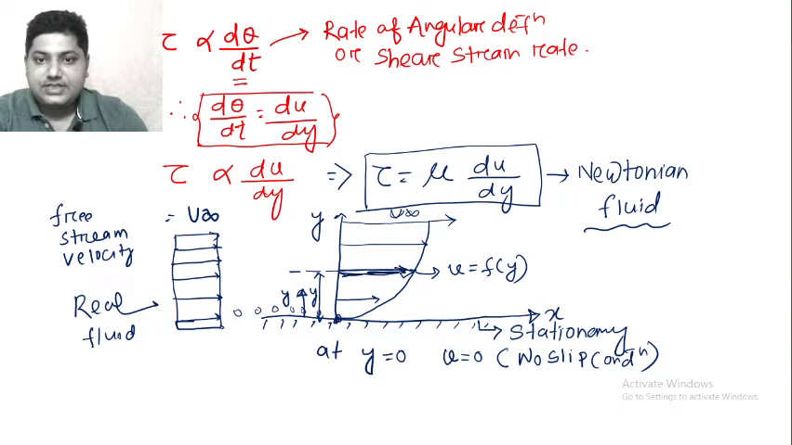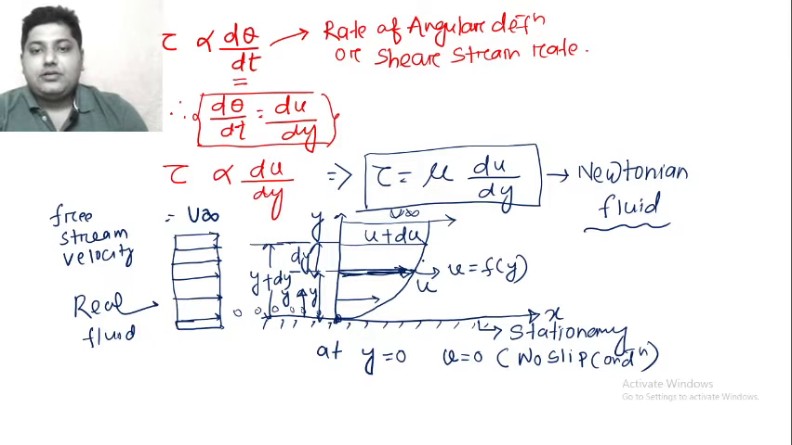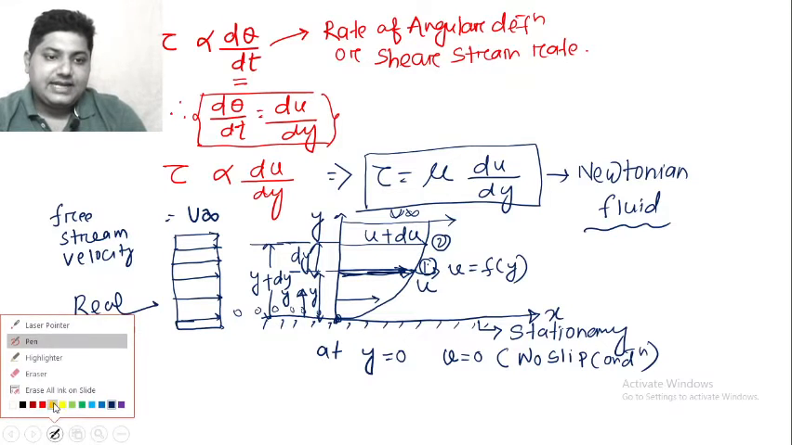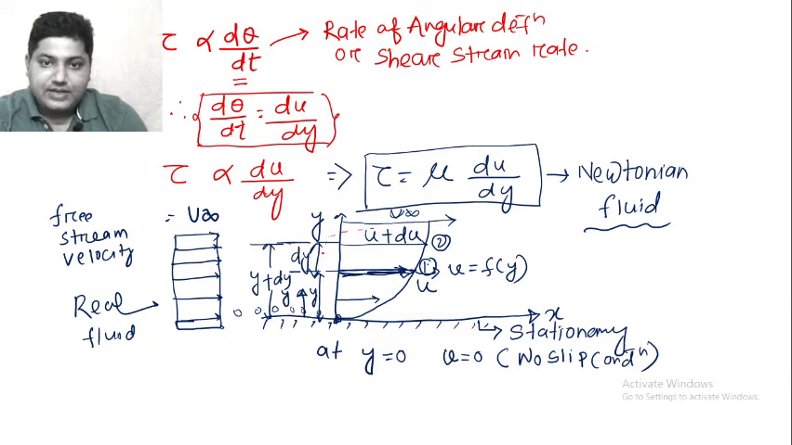So the velocity of this layer will be equal to u, and at a distance y plus dy from the bed, where this one is my dy, the velocity obviously will be greater, that is u plus du. Suppose I am choosing this one as 1 and this one as 2. Now I will study this part separately. Okay, let me study that one.